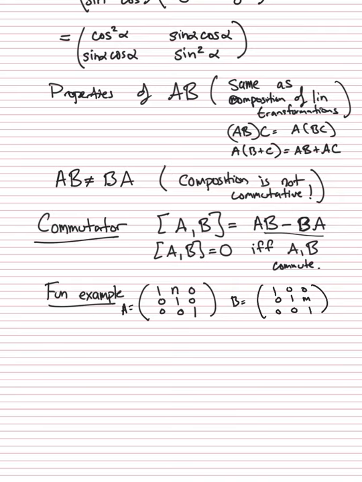Then what is the commutator? So you should check that A and B don't commute. And what do you get? So what is the commutator of A and B?